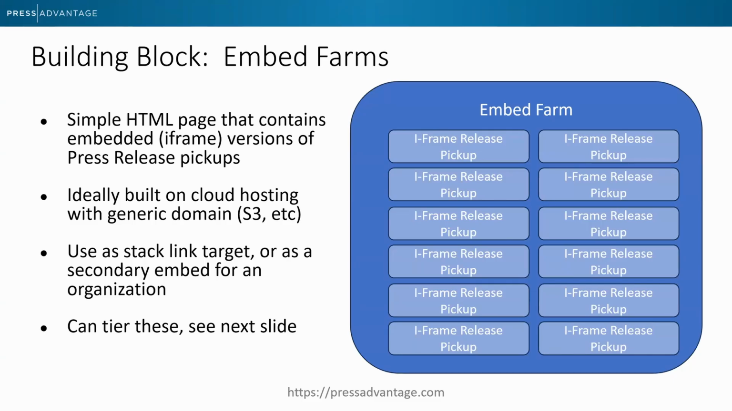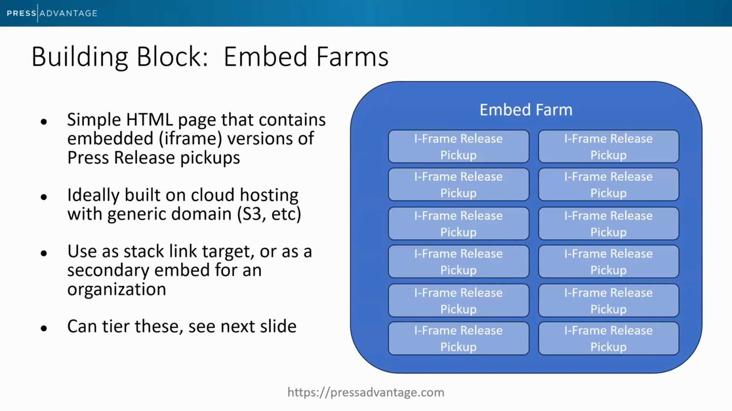In this case, we're talking about press release pickups. You're going to put this on some sort of cloud hosting with a generic domain like S3 or something like that. You do not want to use any form of custom domain for these types of things. Always use whatever the public cloud gives you by default. So like for your S3 bucket or Azure or any of these other cloud hosts, use that. And you can really use any cloud hosting domain. So DigitalOcean or whatever, any of these guys will work with it.